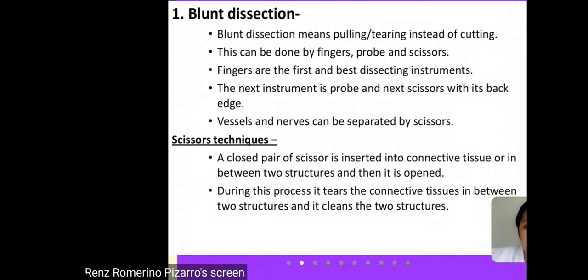This can be done by finger, probe, and scissor. Fingers are the first and best dissecting instrument. The next instrument is the probe, and next is scissor with its back edge. Vessels and nerves can be separated by scissors. Scissors technique: a closed pair of scissors is inserted into connective tissue or in between two structures, and then it is opened. During this process, it tears the connective tissue in between the two structures and cleans the two surface structures.